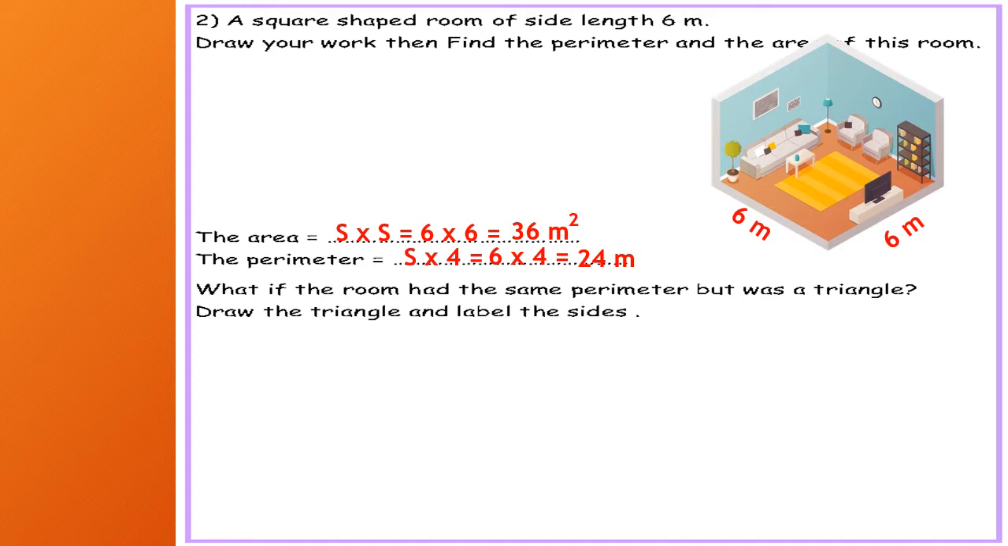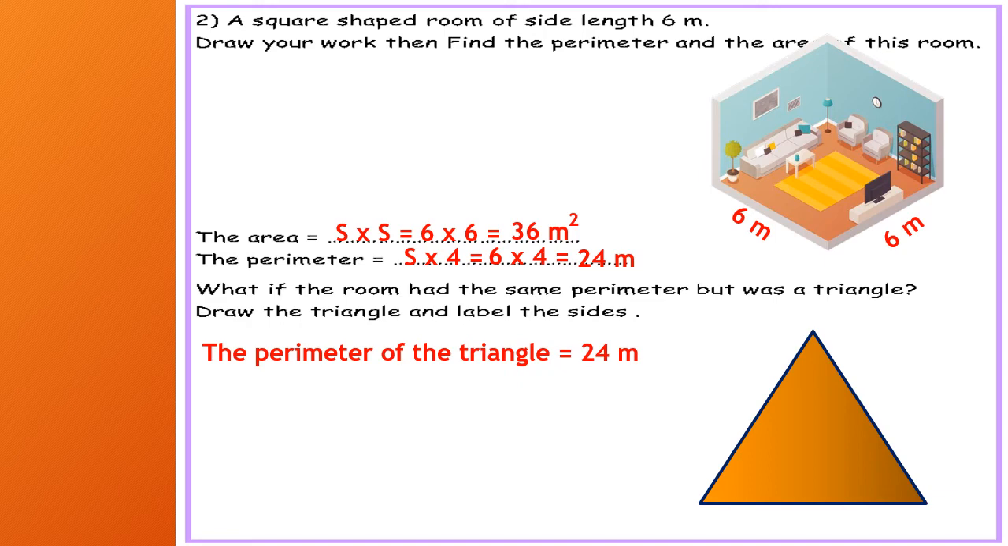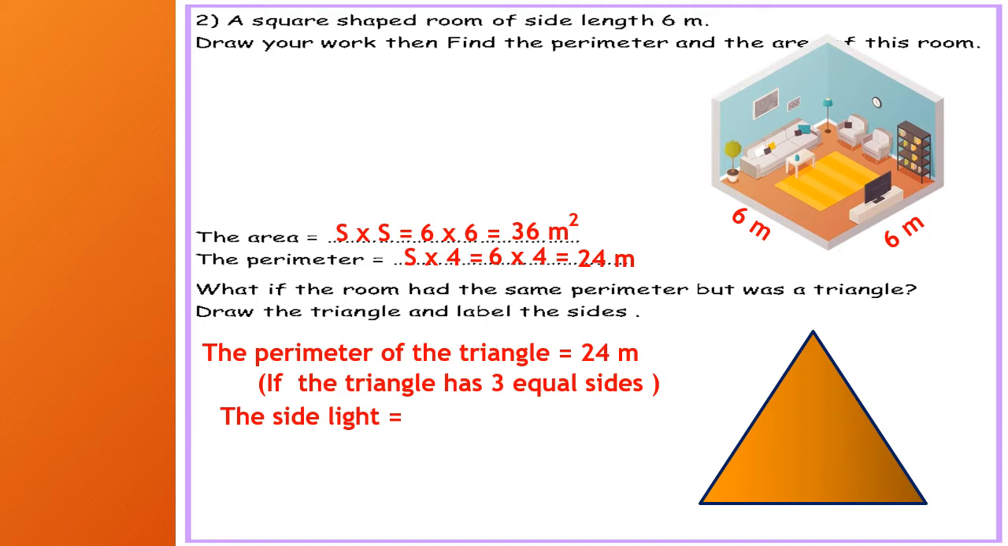What if the roof had the same perimeter but was a triangle? A triangle with 3 sides. Draw a triangle and label the sides. This triangle has the same perimeter as the square, so the perimeter equals 28 meters. If the triangle has three equal sides, the side length equals 28 divided by 3.